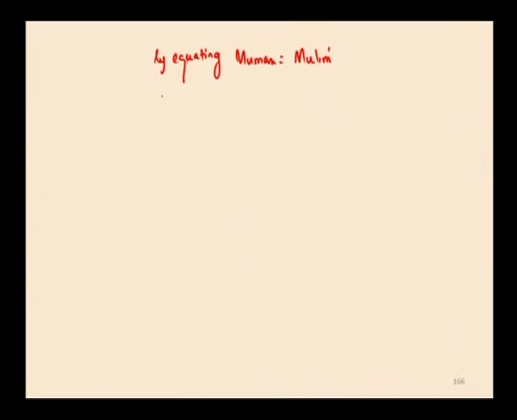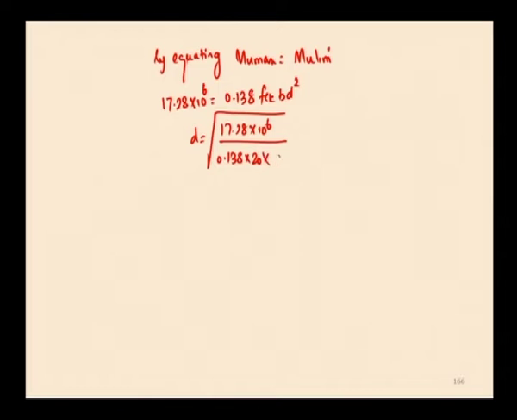That is Mu maximum, here it is 17.28 into 10 to the power 6, which is equal to 0.138 fck b d square. So, d is equal to square root of 17.28 into 10 to the power 6 divided by 0.138 into 20 into 1000. So, we are using M20 grade concrete. So, effective depth of the slab here is 79.13 millimeter, which is less than 130 millimeter, that is the assumed value.